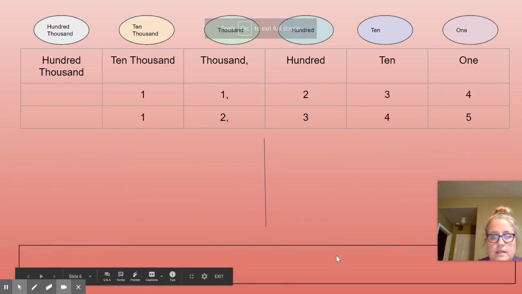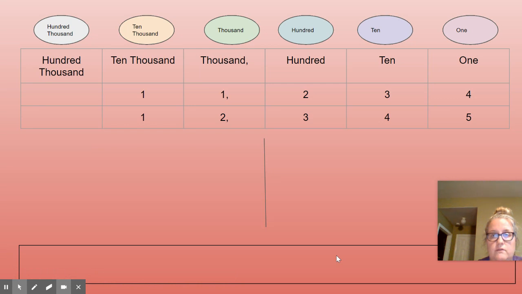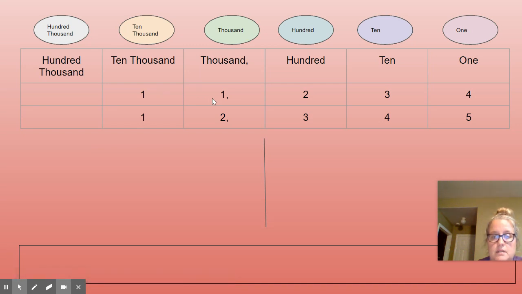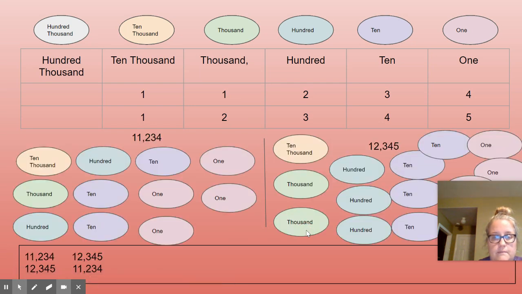So here is our next example. It's a little bit harder because we have another place value involved. So we are going to compare the number 11,234 compared to 12,345. So the first thing that we're going to do is we are going to build these numbers with our place value discs. So I'm going to go ahead and do that.